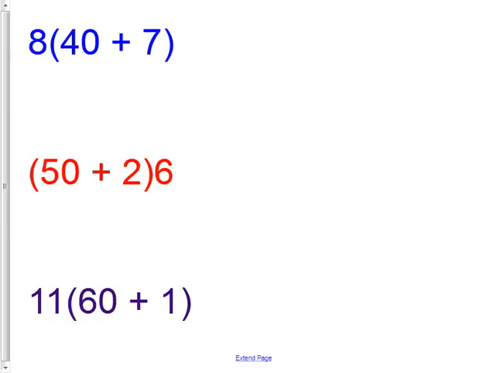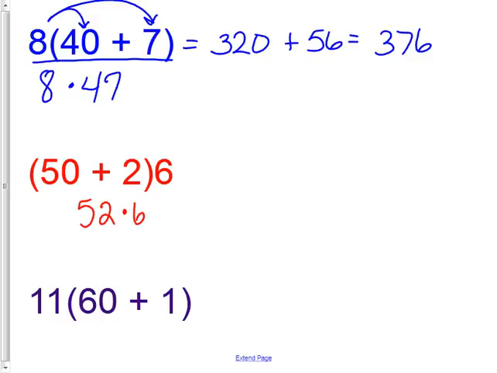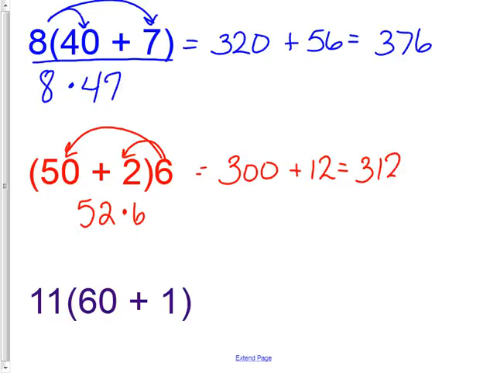Just a couple more examples. What I'm really going to be solving with this first one is 8 times 47, but thinking about it the way that it's written up here makes it easier to solve. 8 times 40 is 320. 8 times 7 is 56. 320 plus 56 is 376. This one is going to end up being 52 times 6, the answer to that problem. So I could do 6 times 50, which is 300, and 6 times 2, which is 12. So 300 plus 12 is 312.